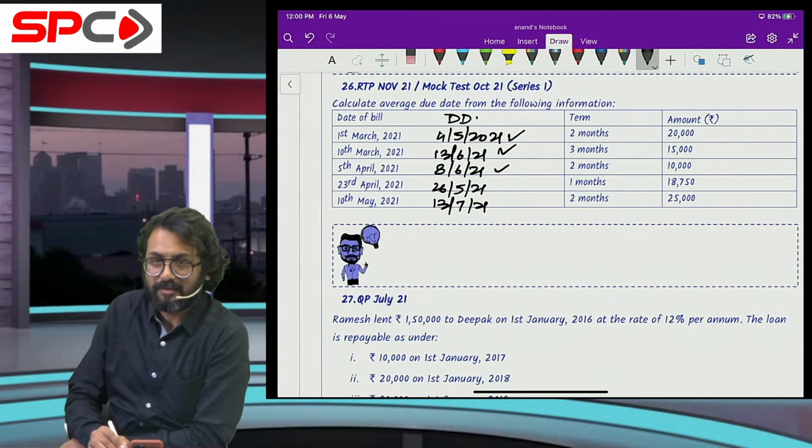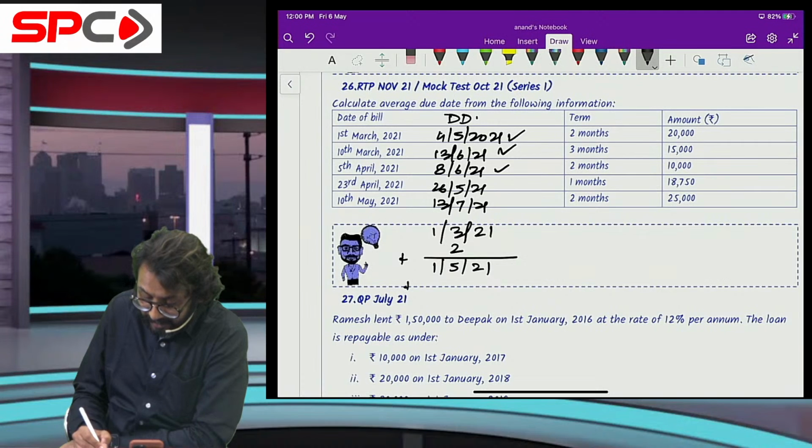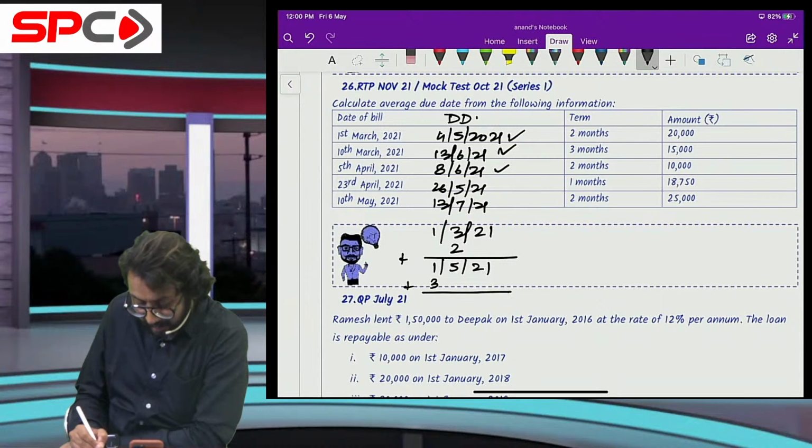1st March 2021 plus 2 months, so it will become 1st May 21. Then you add 3 days. So then it becomes 3rd May, beta.